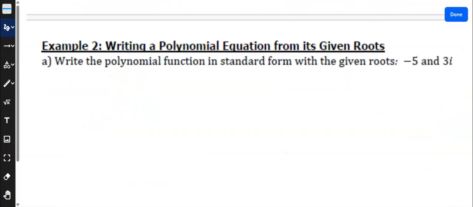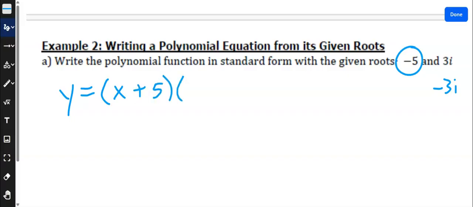Okay, so write the polynomial function in standard form with negative 5. There's no i there, so there's no counterpart. We do have 3i, so that means negative 3i is also a solution. So we're going to have three factors here. y equals x plus 5, x minus 3i, and x plus 3i.